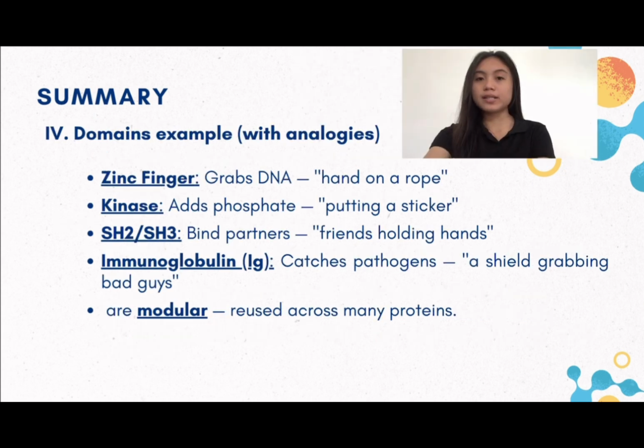So, for the domain examples, we will give different analogies with the different domain examples. So for zinc finger, they grab DNA, so they are like a hand holding on to a rope. For kinase, they add phosphate, so they are like putting a sticker to tell them what to do. For SH2 and SH3, they bind partners, so they are like friends holding hands. And lastly, for the immunoglobulin, they catch pathogens, so they are like a shield grabbing the bad guys. So all these are modular, so they are reused across many proteins.